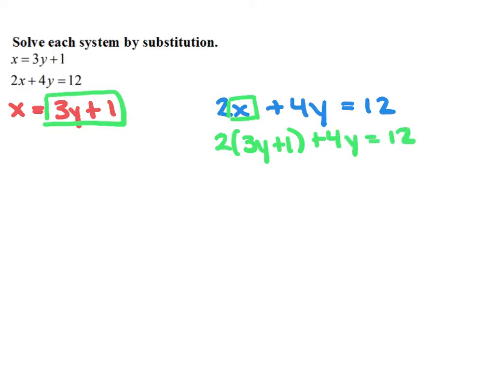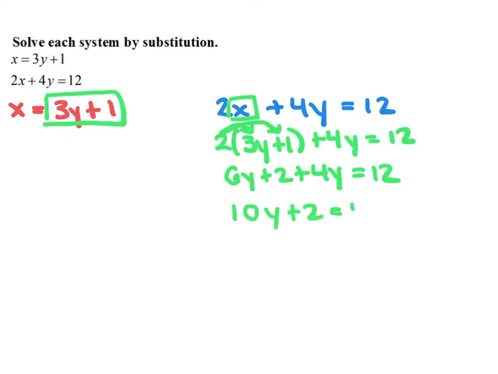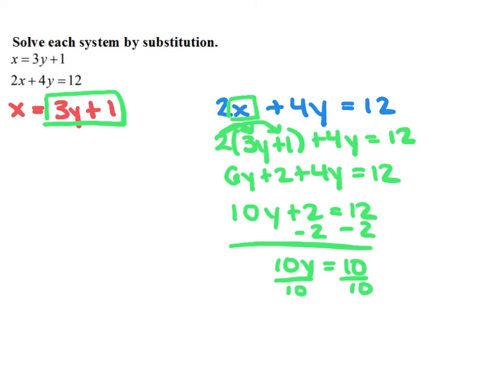Now to solve this equation, I first have to distribute the 2. So I'll have 6y plus 2 plus 4y equals 12. Then I'll combine like terms to have 10y plus 2 equals 12. Solve to get the variable by itself by subtracting 2 from both sides to get 10y equals 10. And lastly, divide both sides by 10 so that y equals 1.